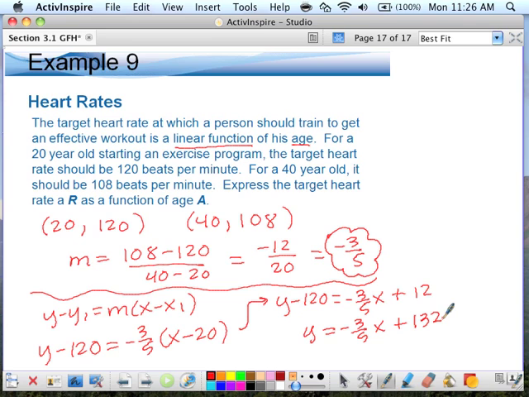That gives us the equation, and now all we have to do is go back through and replace the x's and y's with the variables they're asking for. They're telling us to let the age be capital A, and here our age is our x's. So I'm going to replace the x with capital A, and I'm going to replace the y's with capital R for heart rate. And that's all you do to write a linear function.